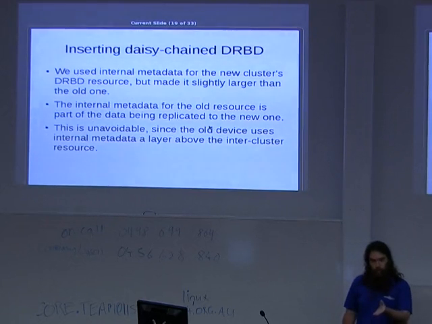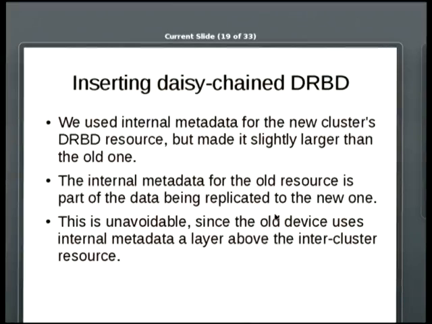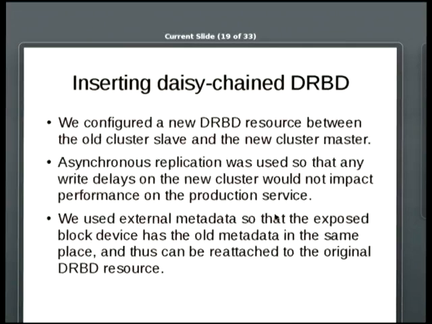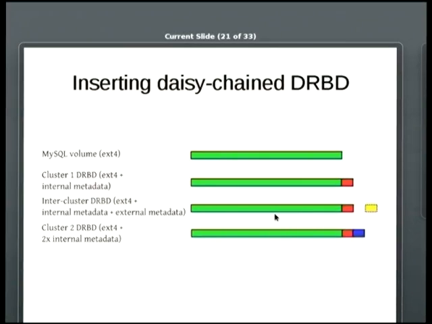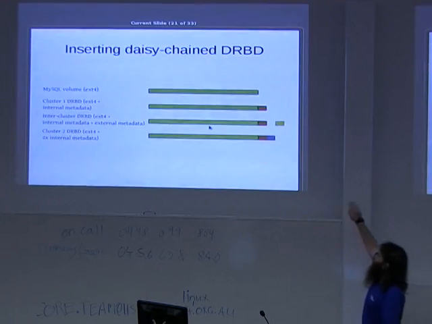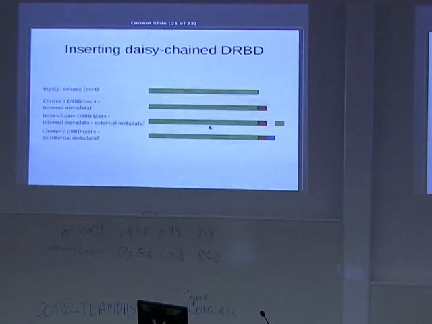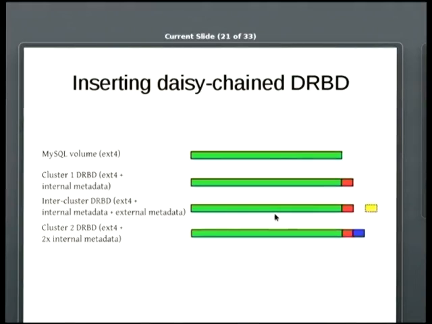So we did this as normal for the new cluster that we provisioned. On the diagram with cluster 1 and cluster 2, both the internal links have internal metadata. But we made the new cluster's volume slightly larger than the old one. The reason for this is, actually I have a diagram here that shows quite well. The reason for this is that to any lower layer in the DRBD chain, the internal metadata of an upper layer is just data.